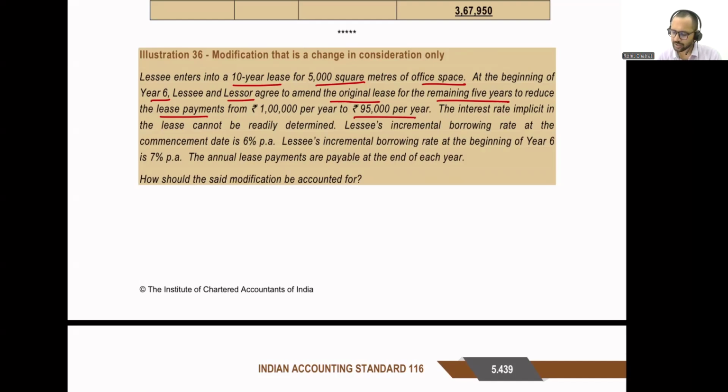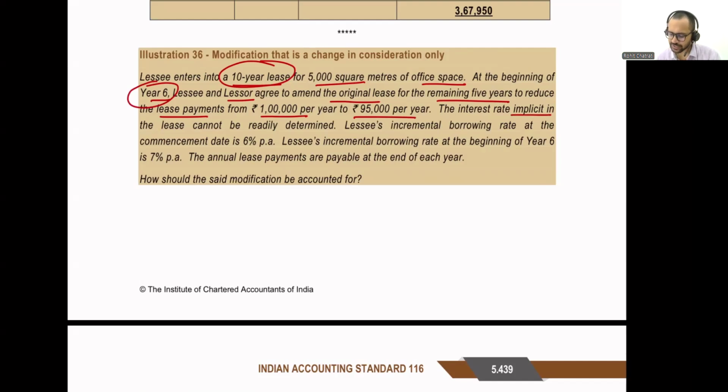Now, when we entered into a 10-year lease, the amount that we agreed to pay to the lessor was rupees 1 lakh per annum. 5 years have passed by, and at the beginning of year 6, we have renegotiated the contract wherein the lessee is agreeing to pay to the lessor only 95,000 per annum.